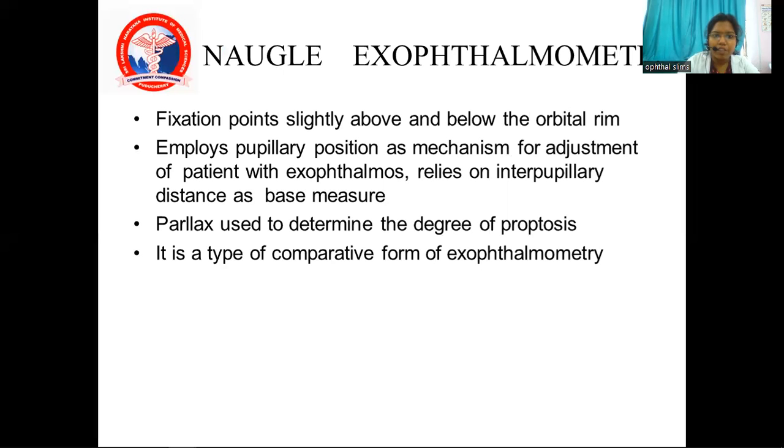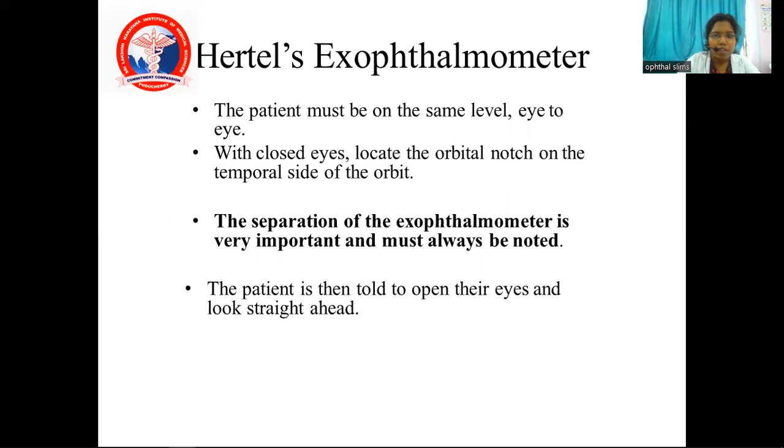Nichols exophthalmometry. Fixation point slightly above and below the orbital rim. Employs pupillary position as a mechanism for adjustment of the patient's exophthalmos. Relies on interpupillary distance as a base measure. Parallax is used to determine the degree of proptosis. It is a type of comparative form of exophthalmometry.